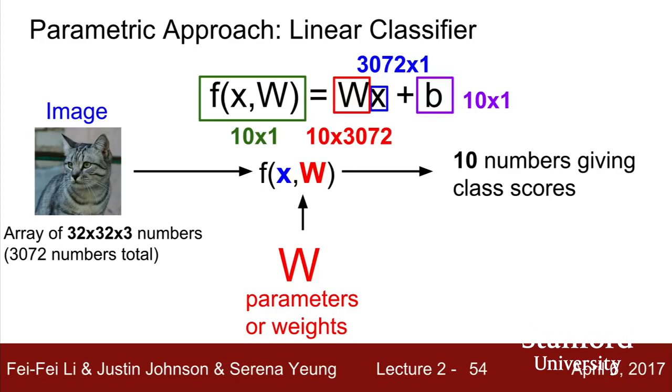Also, you'll often see that we add a bias term, which is a constant vector of 10 elements that does not interact with the training data, and instead just gives us some sort of data-independent preferences for some classes over others. So you might imagine that if your data set was unbalanced and had many more cats than dogs, for example, then the bias element corresponding to cat would be higher than the other ones.